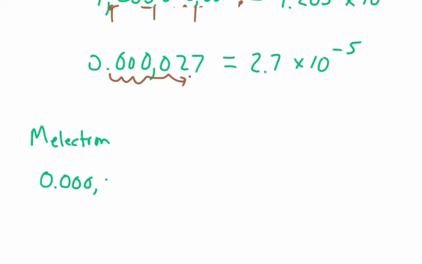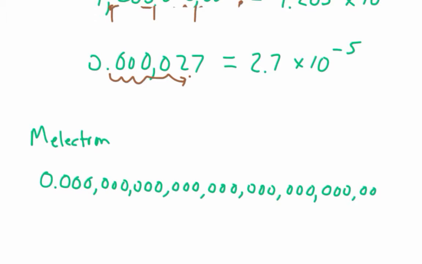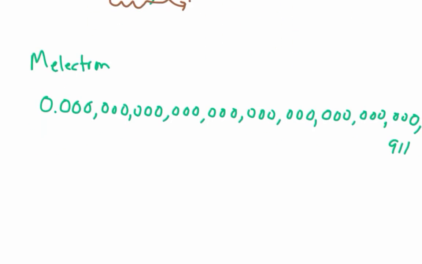0.1, 2, 3, 4, 5, 6, 7, 8, 9, 10, 11, 12, 13, 14, 15, 16, 17, 18, 19, 20, 21, 22, 23, 24, 25, 26, 27, 28, 29, 30, 911. Now I need to actually look at my book. I couldn't even fit it in a line. If you're trying to do this, it's way more of a pain than just saying 9.11 times 10 to the negative 31.